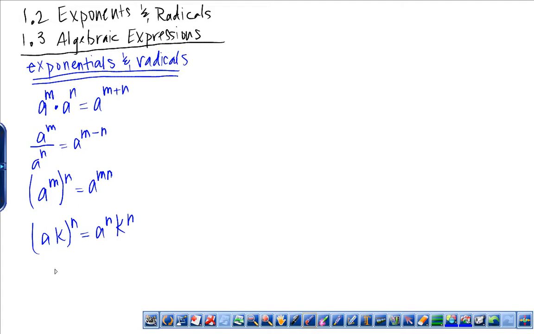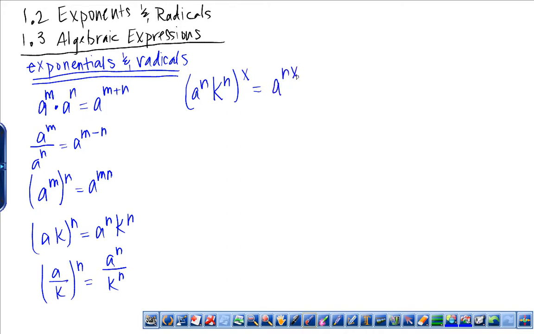Now let's divide those. If I have a over k and I raise that to the n power, then both of those would also be raised to that. So that would be a raised to the n power over k raised to the n power. And I can't do anything to those because those are different bases. How about if I have a to the n and k to the n, and let's raise those to a different variable. Let's raise those to the x. So those would be multiplied basically. So that would be a to the nx and k to the nx.